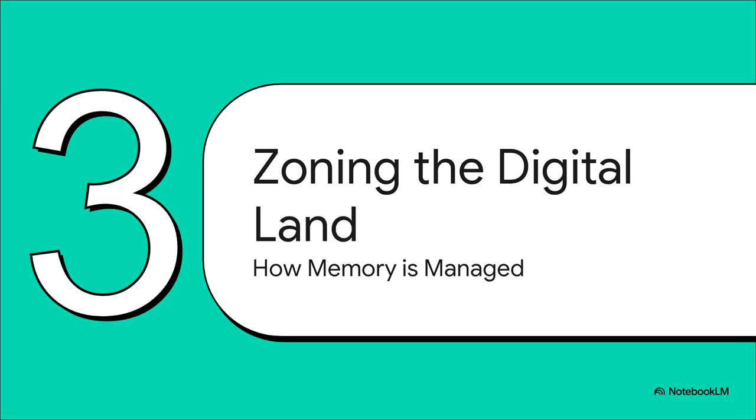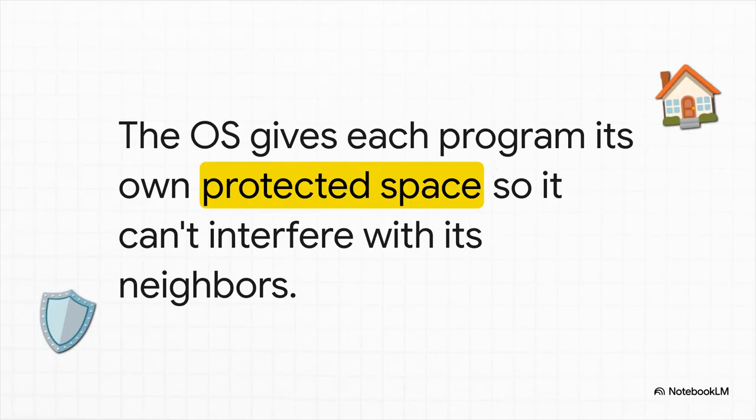Now, you can't have a city without land, and our digital one is no exception. In this case, the land is your computer's RAM, its memory, and the OS, it's the master city planner in charge of zoning all of this prime digital real estate. And to keep the peace and stop things from getting messy, the OS gives every single program its own protected plot of land. This is so important because it stops one misbehaving app from spilling over and crashing its neighbors. It's what keeps the entire city from turning into total chaos.